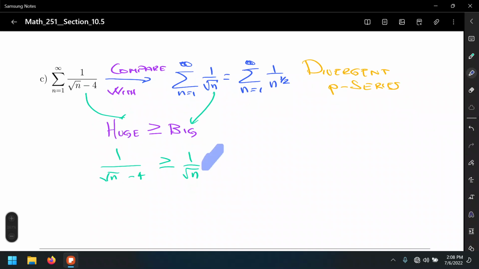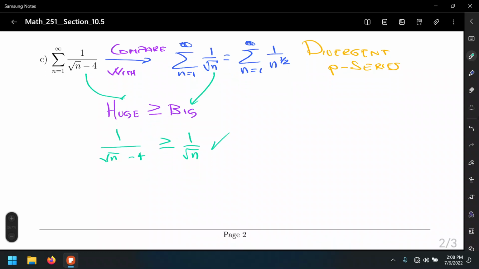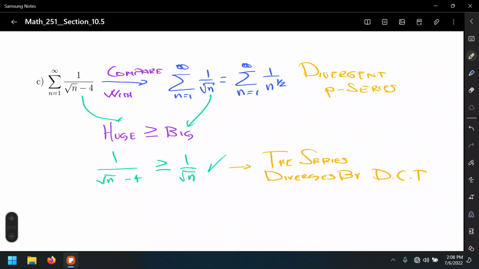So in this case, this is true. And what do we have here? We have that the series diverges by direct comparison test, because in this case we were able to show that huge was greater than big, so our original series does whatever the test series does, which in this case is to diverge.